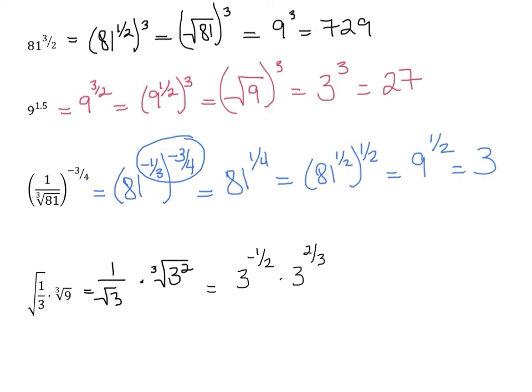And now, because I have the same base, and I'm multiplying, remember those rules, you can't forget them, I can add my two exponents. Obviously, that means you have to remember how to add fractions. But this becomes 3 to the negative 3/6 times 3 to the 4/6, which gives us 3 to the 1/6 power. Or we could call that the 6th root of 3.